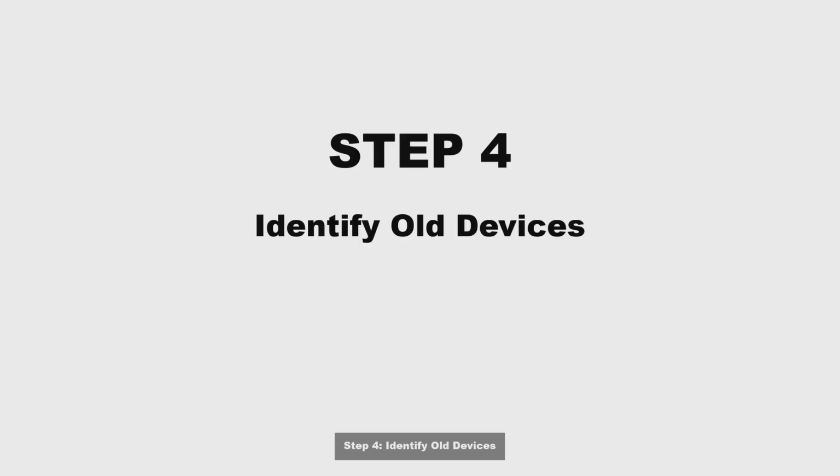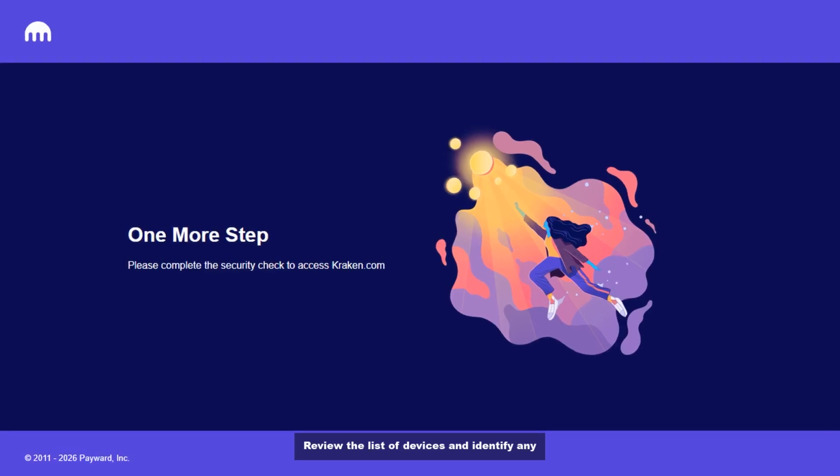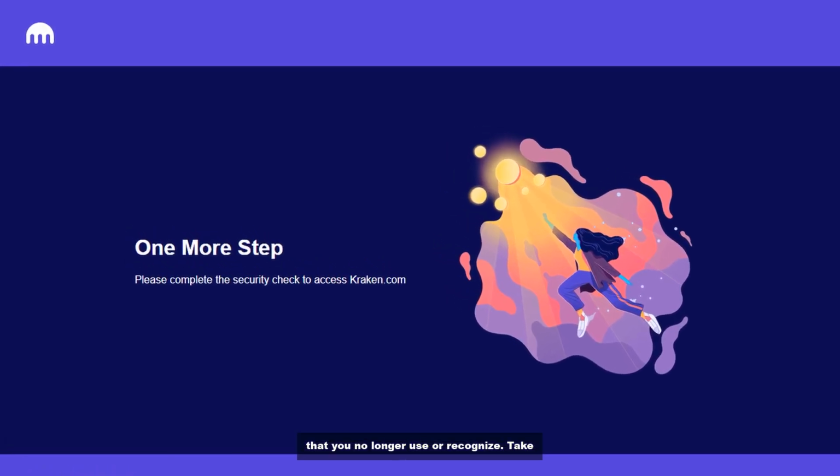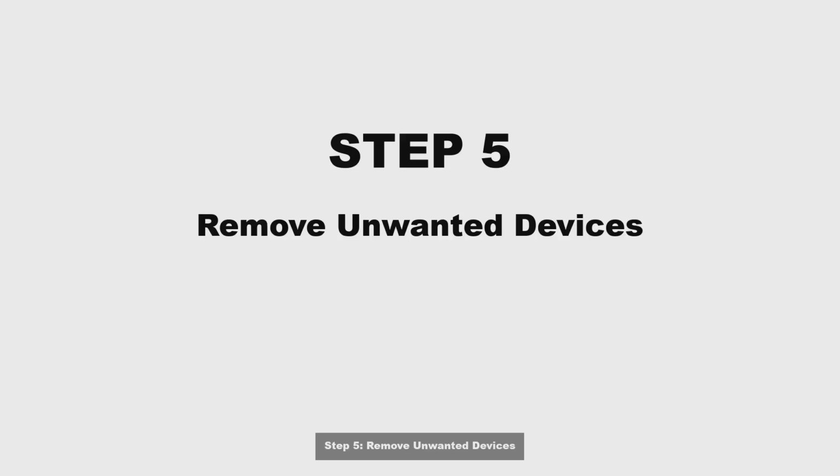Step 4. Identify old devices. Review the list of devices and identify any that you no longer use or recognize. Take note of the devices you wish to remove.